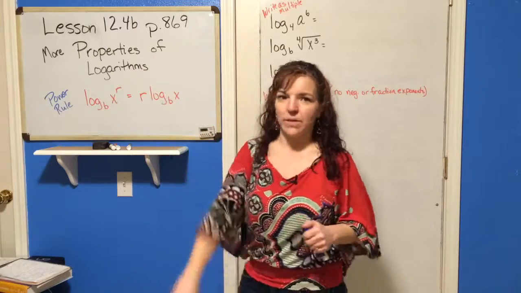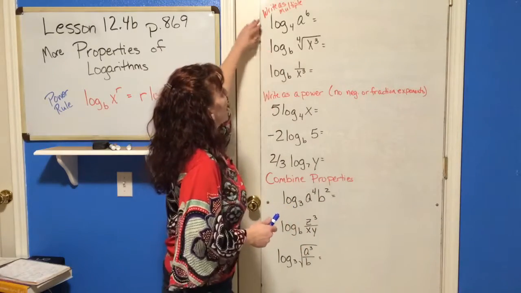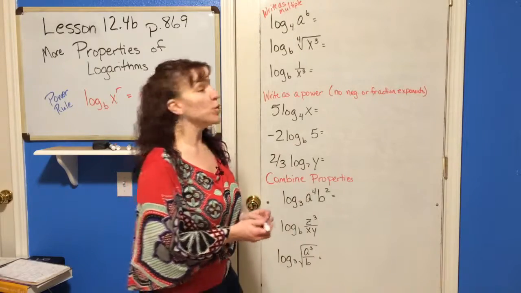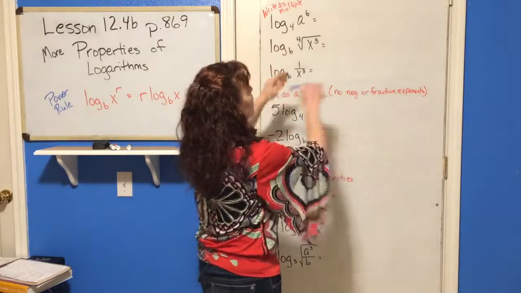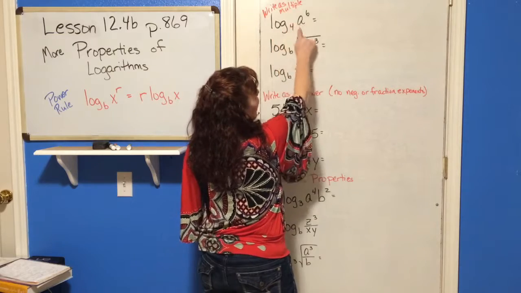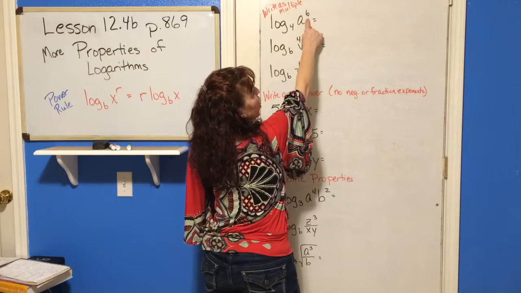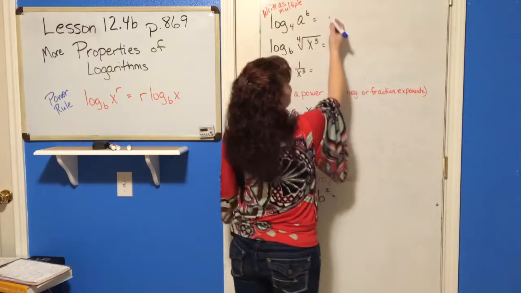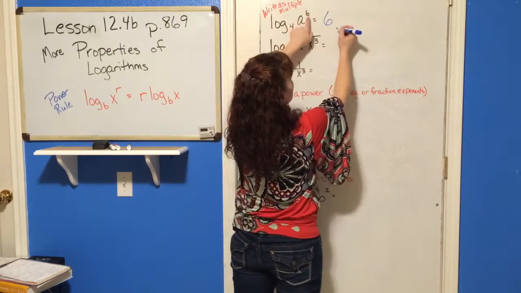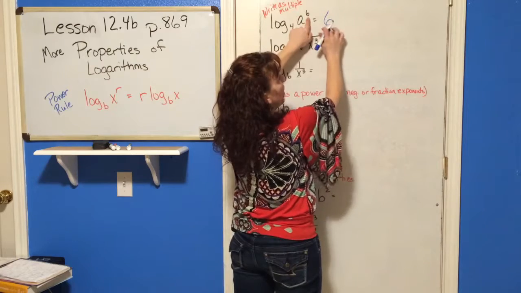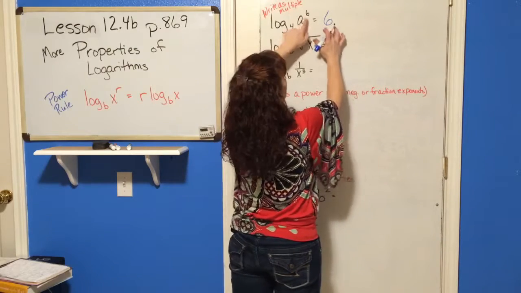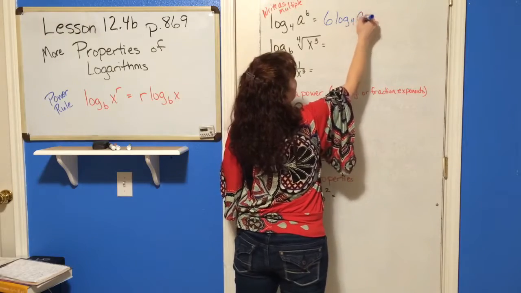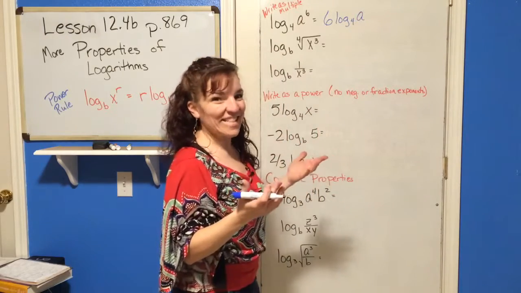All right, so let's see what this looks like when we write these logs as a multiple. With this, if you've got a power involved in your log, you're going to take that power out in front and multiply it. So this will be 6. Your power becomes your coefficient, if you will. So 6 times the log base 4 of a. And that's it.